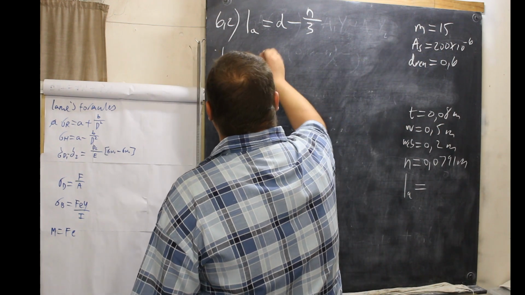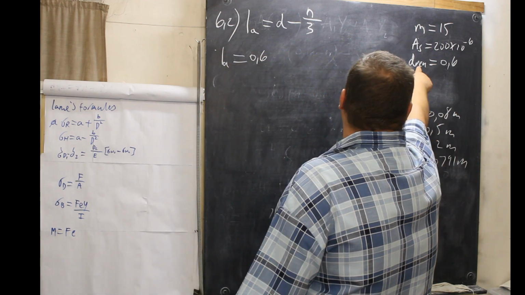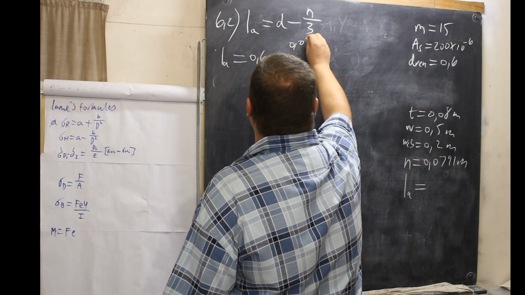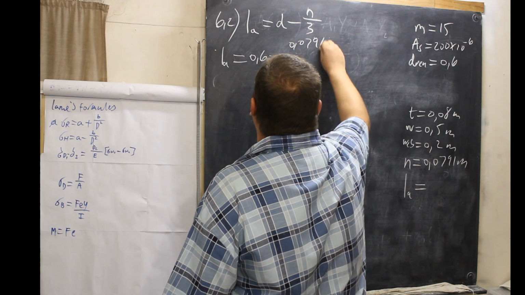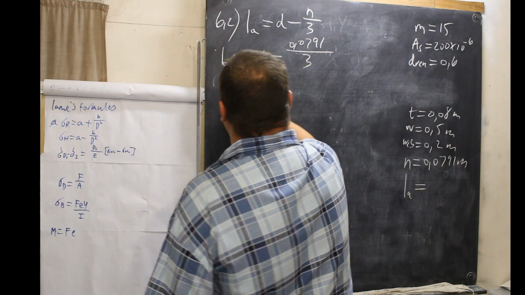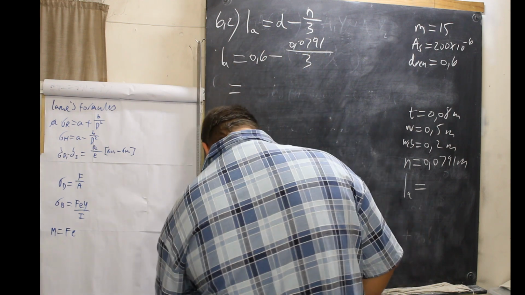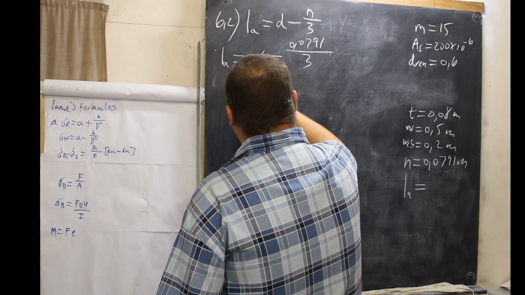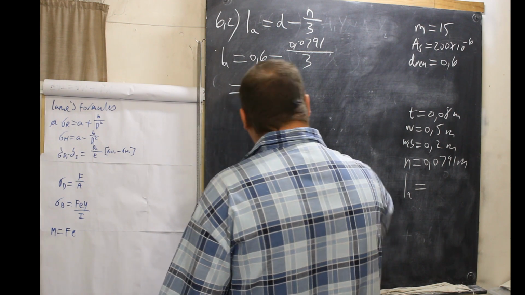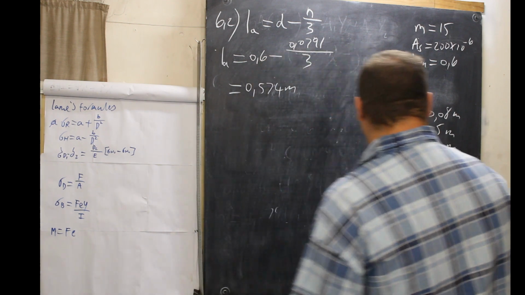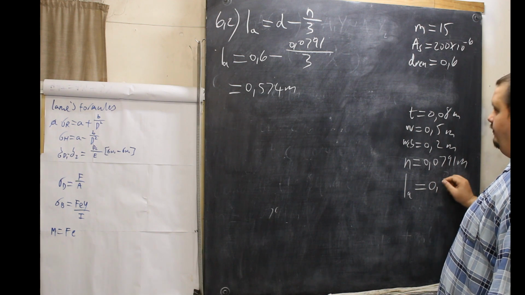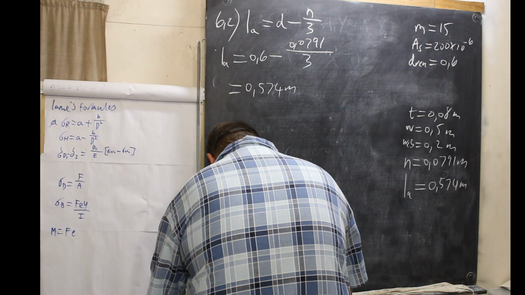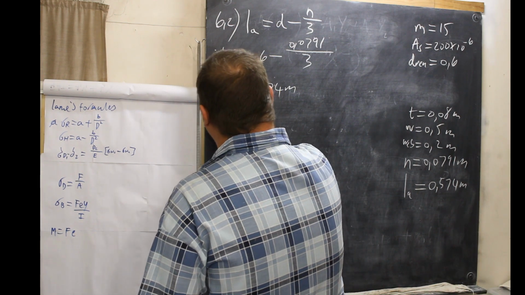So that's 0,6, that's our D, minus N, which is 0,0791 over 3. And LA gives us 0,574 meters. So LA is 0,574 meters.